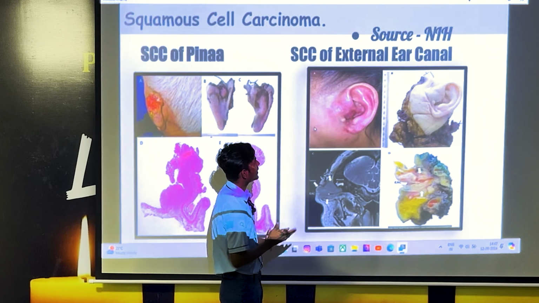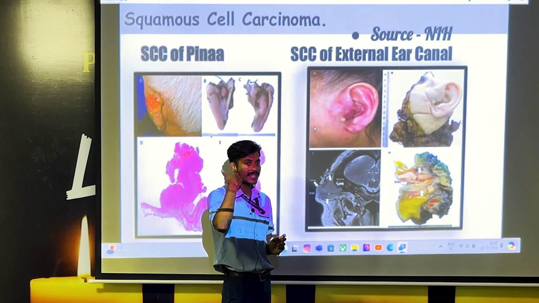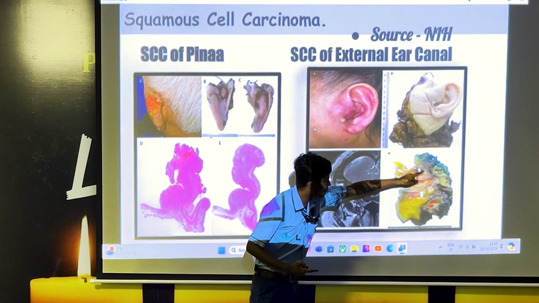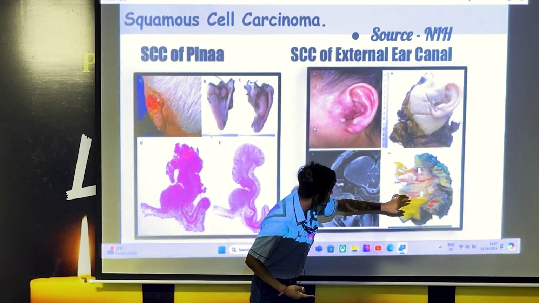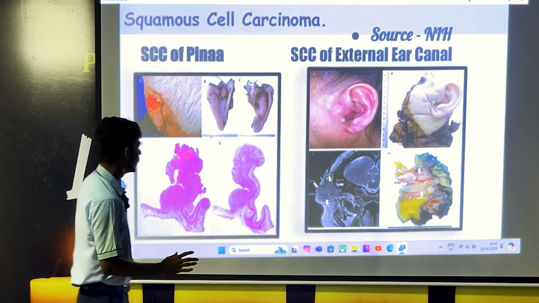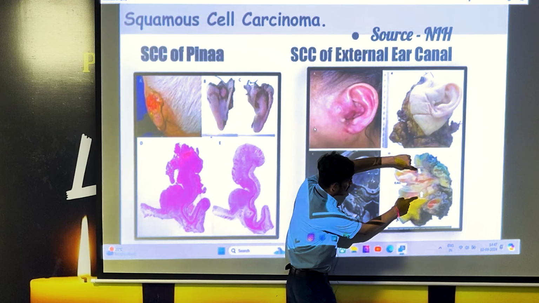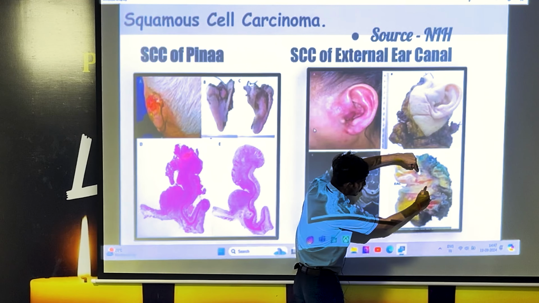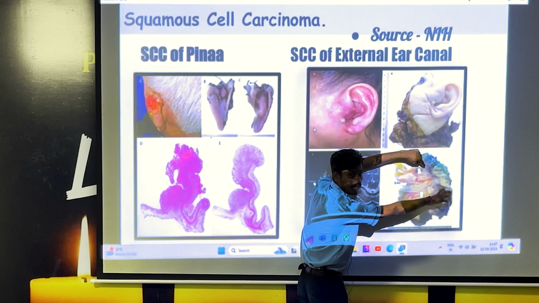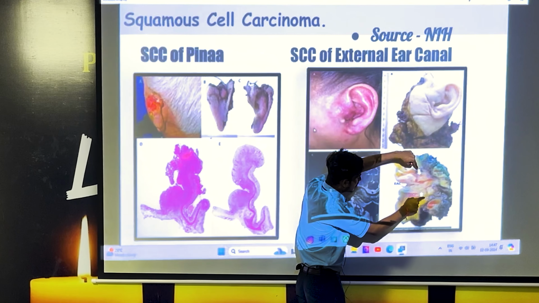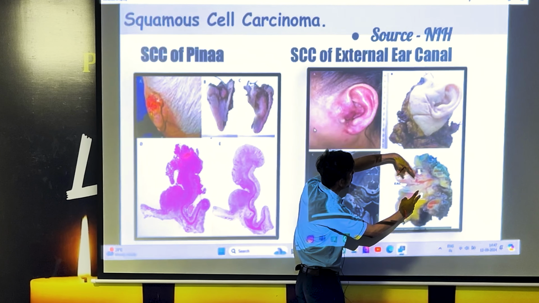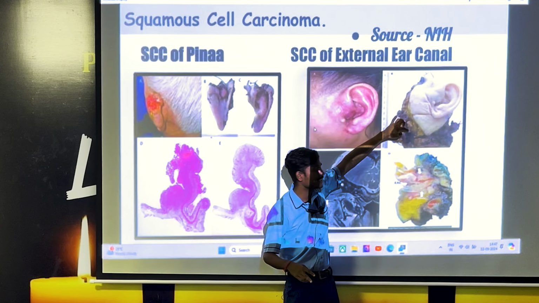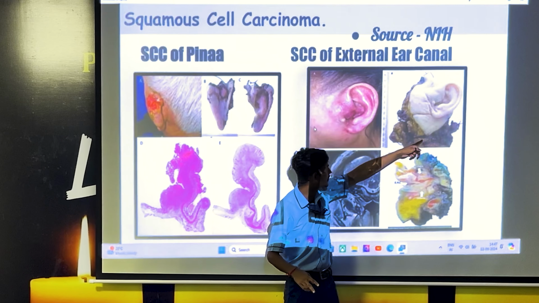Now, coming to the external ear canal, external ear canal cancer can also appear, as you are seeing, and these are the stages. It's not properly visible here, but if you see these arrows, this is the tumor, this is your ear canal, and this is the rest of the ear. If the ear is cut and a pinnectomy is done, this is the internal structure, how deadly it looks. See, these all are cancerous growth.